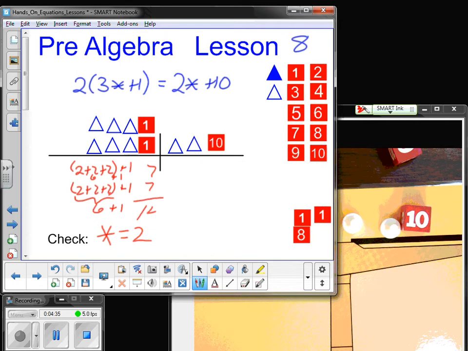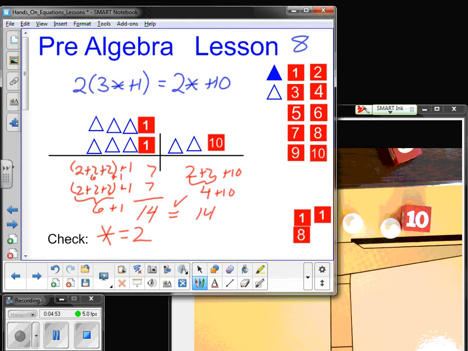So on the left-hand side, I got a 14. On the other side, I've got a 2 plus a 2. Those are together to give me a 4 plus the 10. I get 14 on the right-hand side. They're equal. That works out.